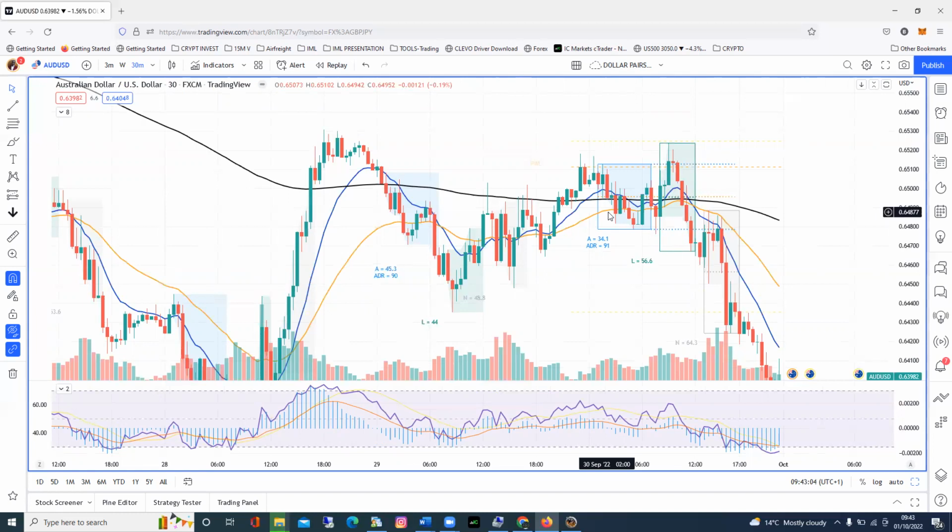I can see that's a resistance area too, correct? Give me a second, please. One moment.